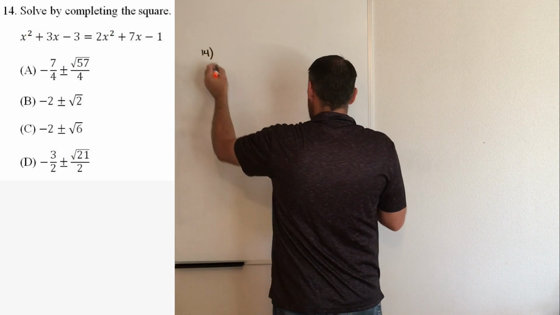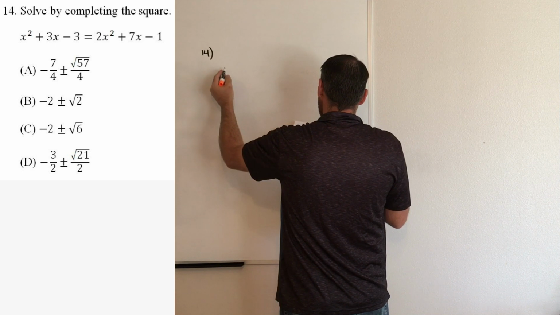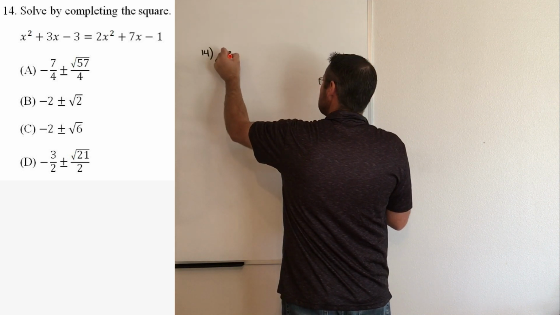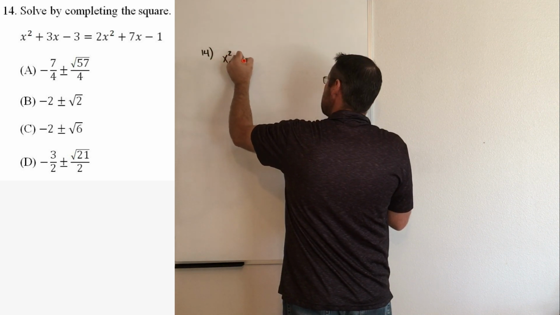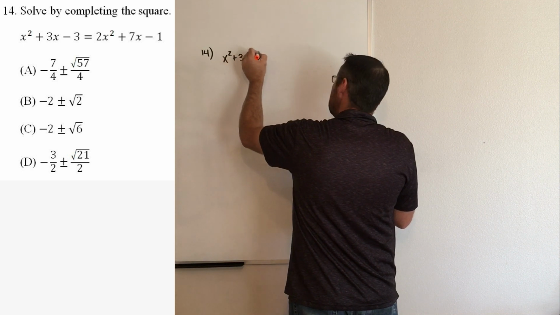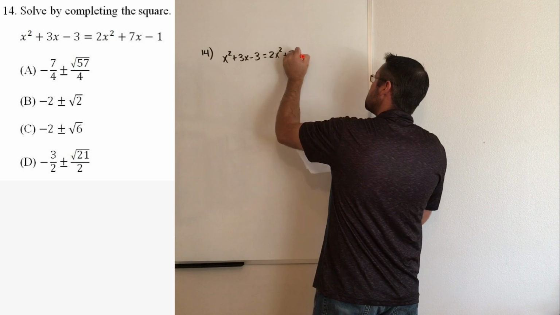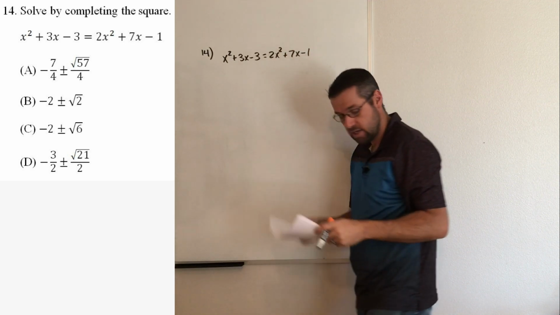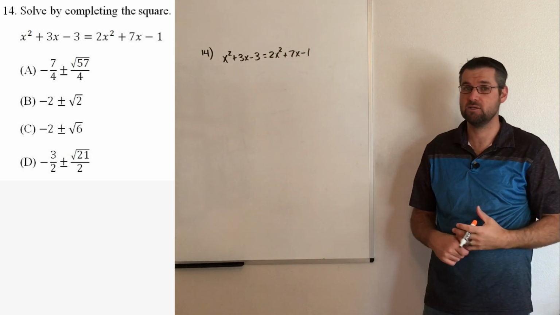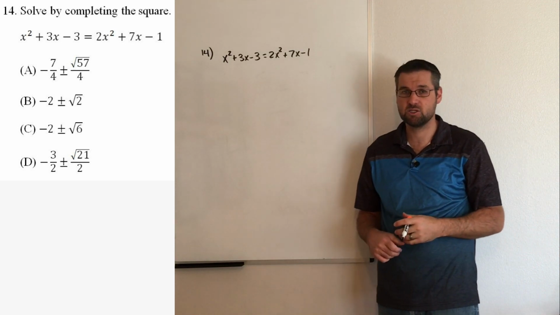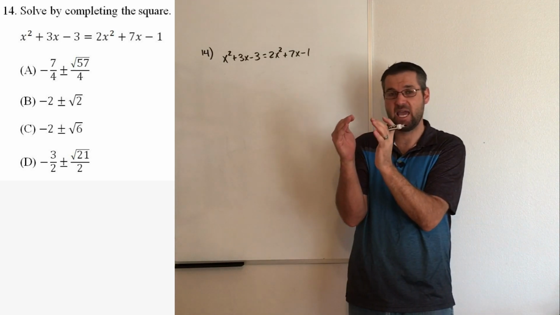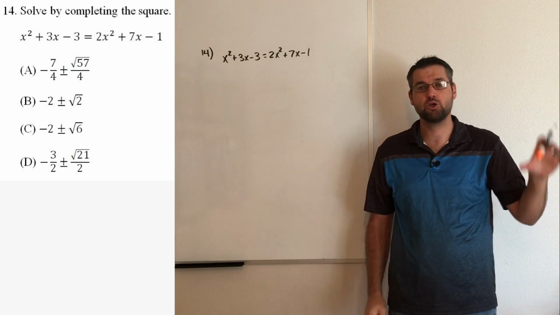Number 14, it's saying solve by completing the square. So we have x squared plus 3x minus 3 equals 2x squared plus 7x minus 1. Now it says solve by completing the square. Remember, completing the square implies that you have an a term and a b term, and you're trying to figure out the c term.